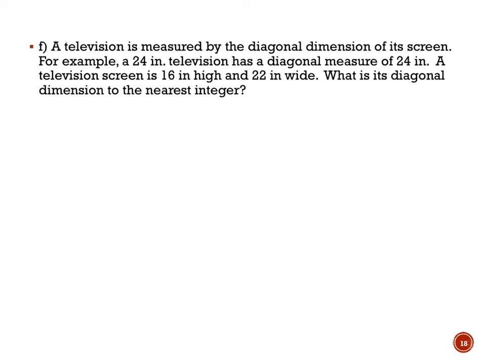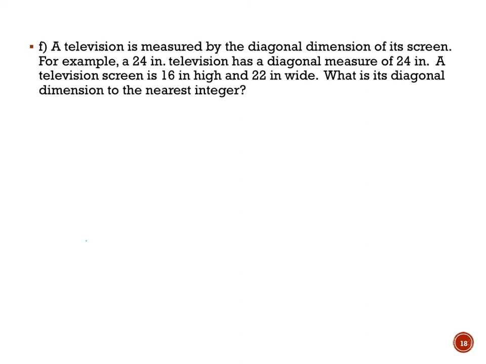A television is measured by a diagonal dimension of its screen. For example, a 24-inch television has a diagonal measure of 24 inches. A television screen is 16 inches high and 22 inches wide. What is the diagonal dimension to the nearest integer?